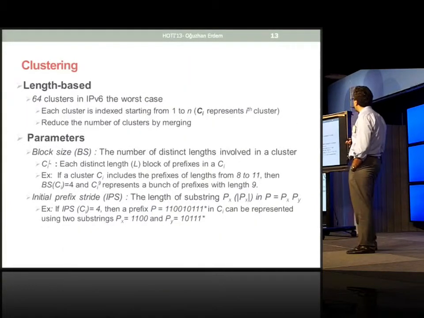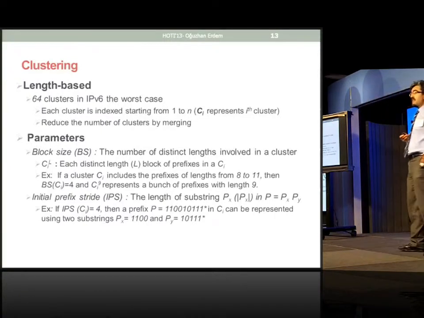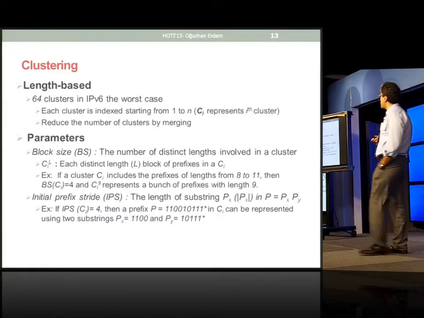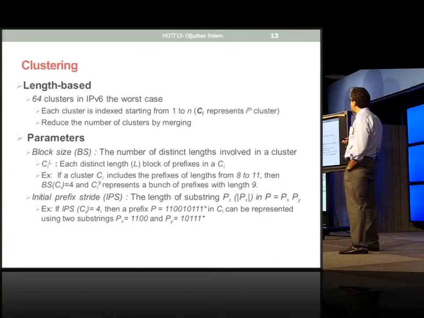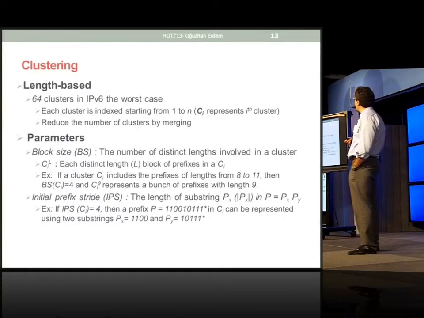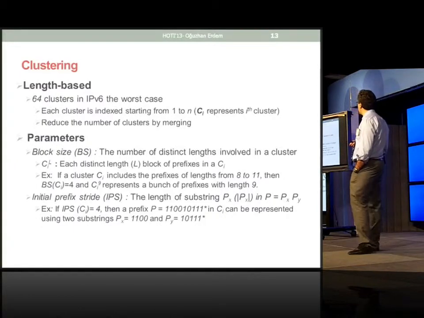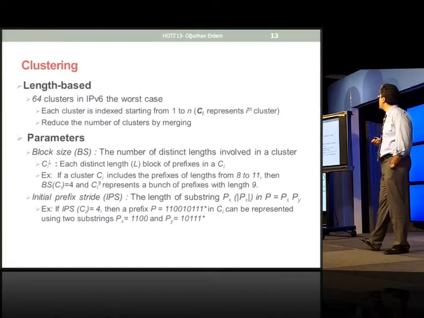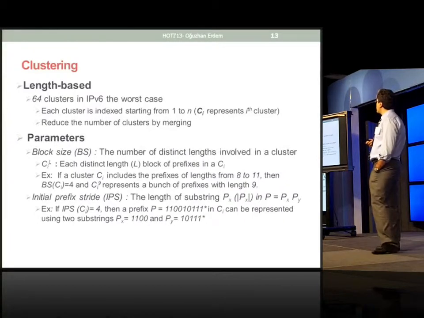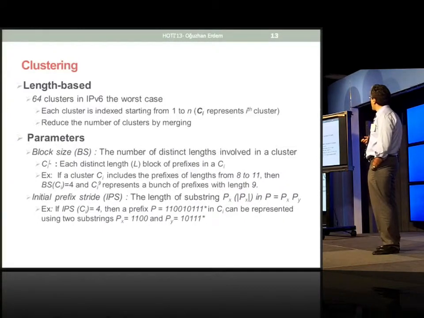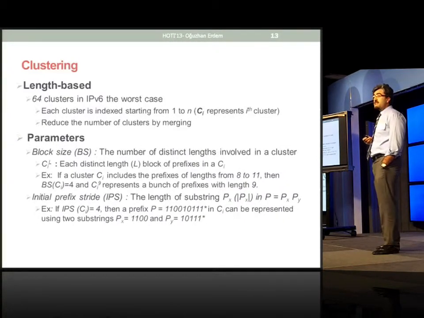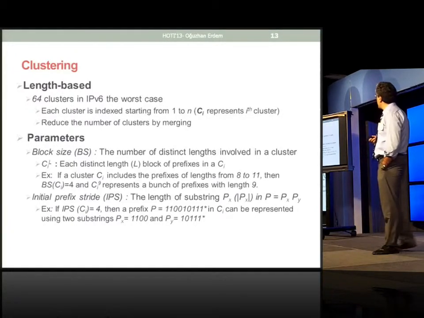What kind of clustering do we use? The prefixes can be clustered into groups based on their lengths. So in IPv6, in the worst case, we have 64 clusters. We index each cluster starting from 1 to n. Therefore, Ci represents the ith cluster. However, we can reduce the number of such clusters by merging some of those clusters.